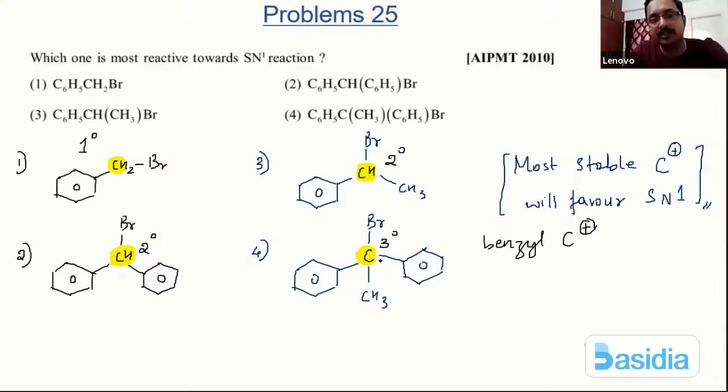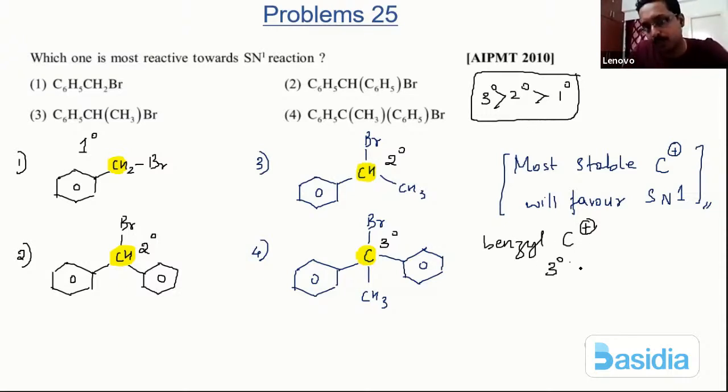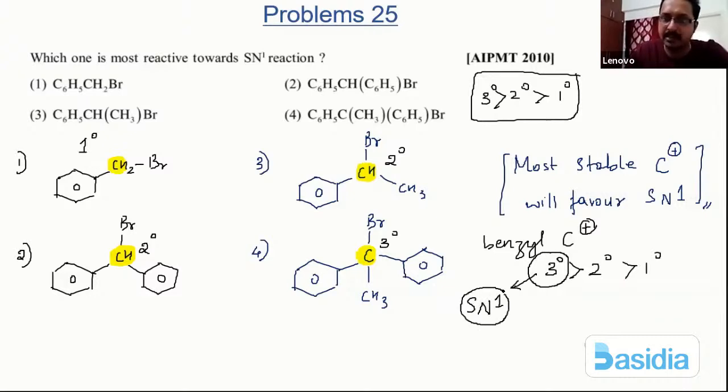So we already know that with carbocations, tertiary is more stable, then comes secondary, then comes the primary, correct? So in this case, what exactly happens? With respect to benzyl carbocations, tertiary should be more stable, then comes the secondary, then comes the primary. That means a tertiary benzyl carbocation should be more favorable to undergo which mechanism? To undergo the SN1 mechanism.